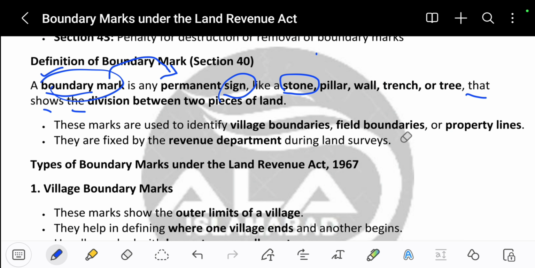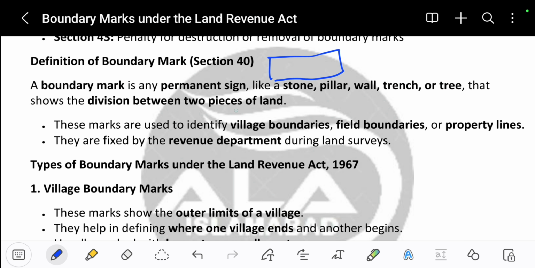Okay, so a boundary mark could be in any of these ways. Their presence indicates the division of a land. So this is how a boundary mark is made. A boundary mark can't be made without a structure.